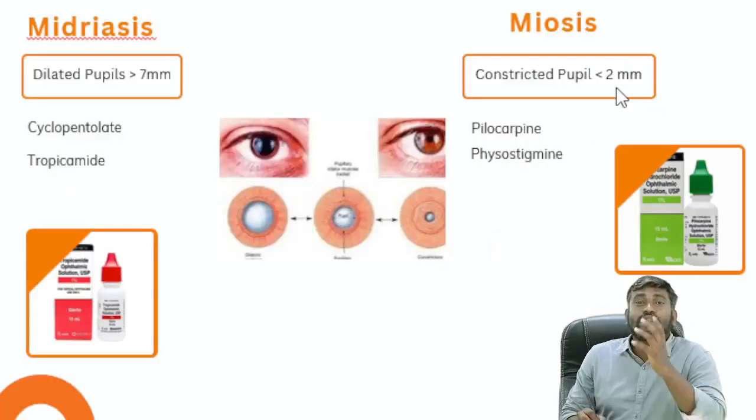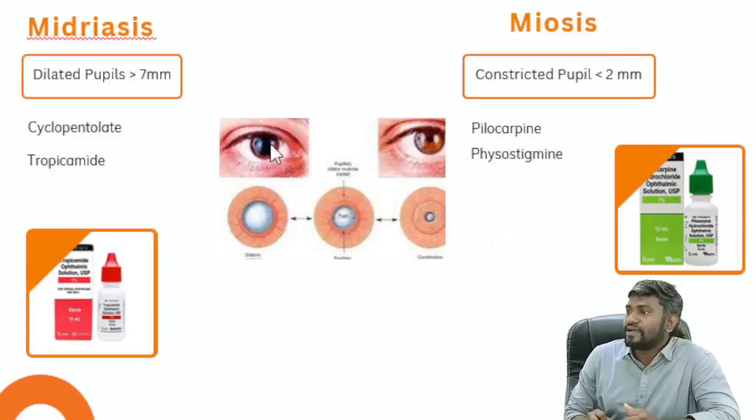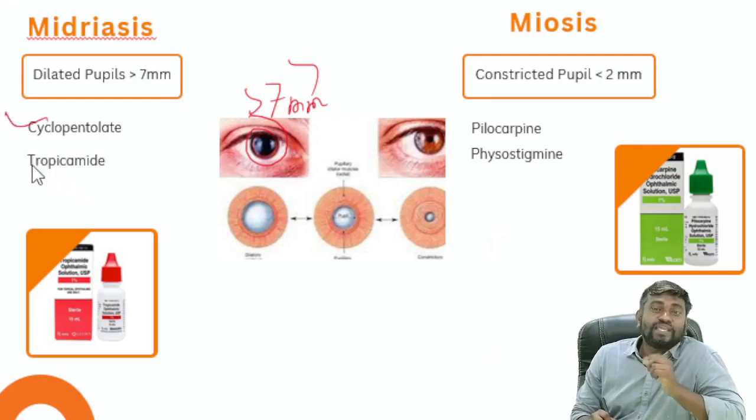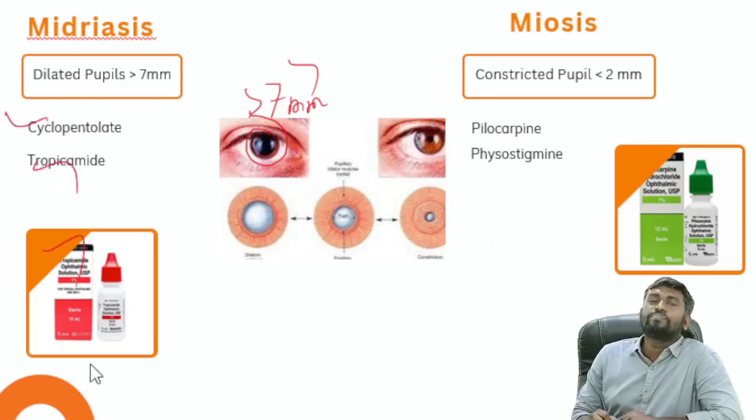Mydriasis and miosis. What is mydriasis, sir? It is when the pupil gets dilated greater than 7 mm. Yes, please do remember, this condition is called mydriasis. What are we going to give? We are going to give cyclopentolate and tropicamide. Yes, here we have tropicamide.